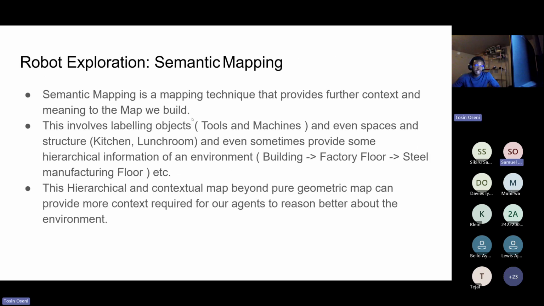So what is semantic mapping? Semantic mapping is a mapping framework where we don't just have a geometric understanding of the world, we have a contextual understanding of the world. So we could label, this is a room, and the room would have a chair, and the chair could have a cup on it. So we have some kind of hierarchical reasoning of the environment. And this sort of map representation allows us to perform exploration tasks easily and efficiently.